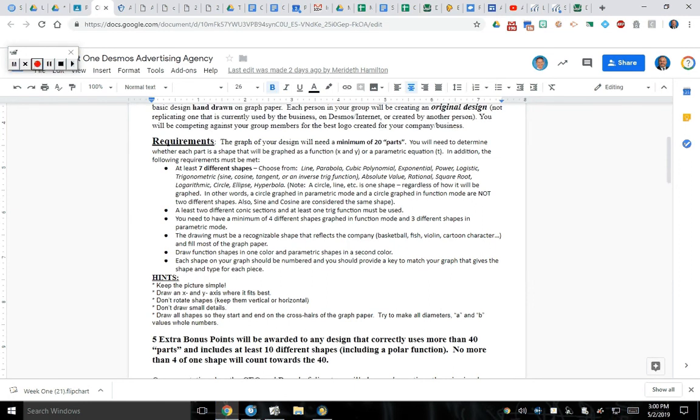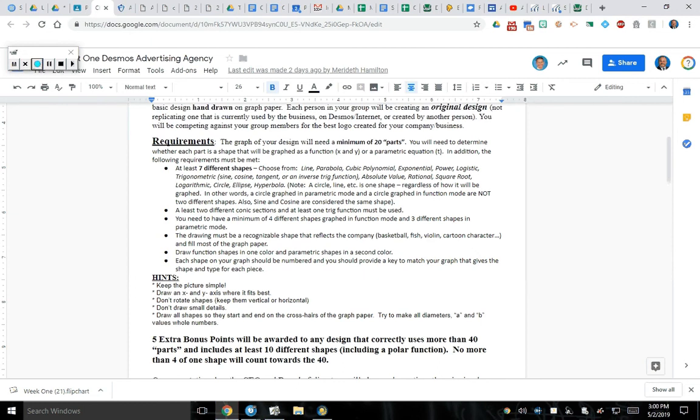The drawing must be recognizable and reflect that company, whatever it is. Okay? Draw function shapes in one color and parametrics in the other. So I should see nothing but 2 colors for y'all's project. Obviously, there'd be 3 colors for pre-AP.